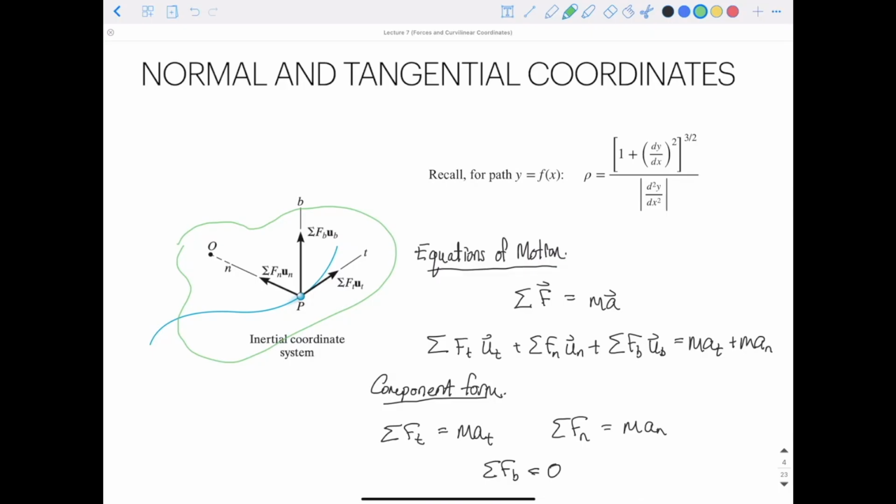They use the b. I'm not sure why they call it b. They call it binormal just because it's normal to both of the other coordinate directions. So it's normal to the normal direction and it's normal to the tangential direction. Normal just means perpendicular here. Okay, I see. All right, thank you.